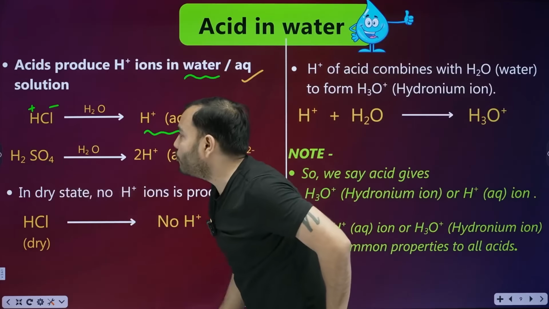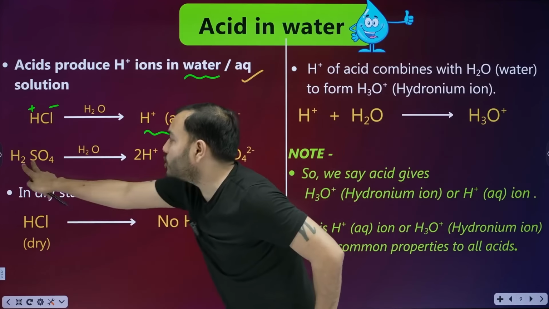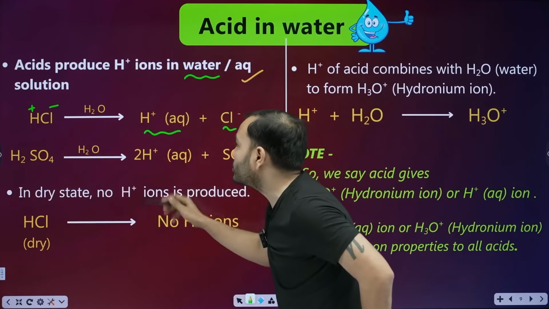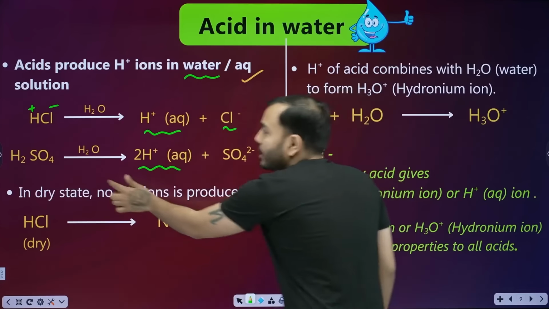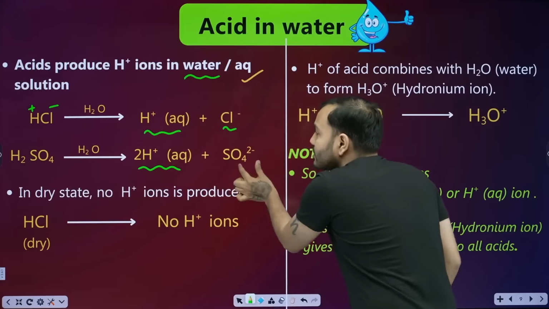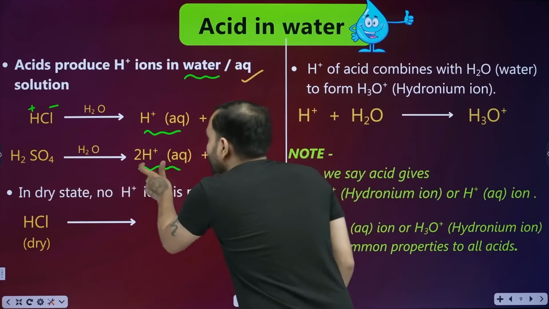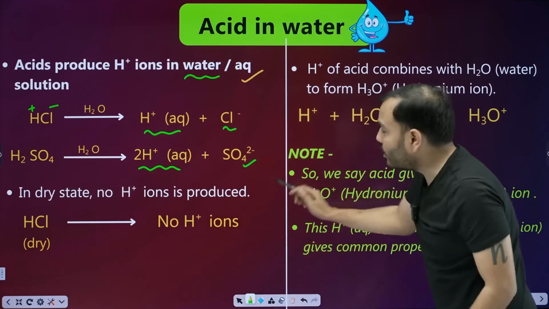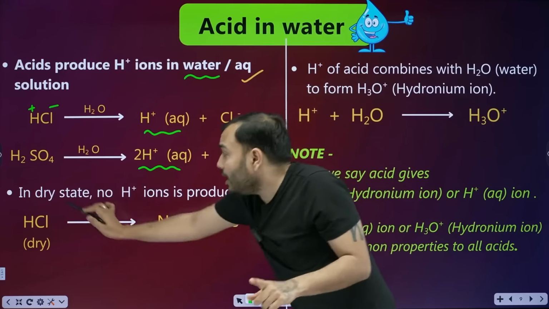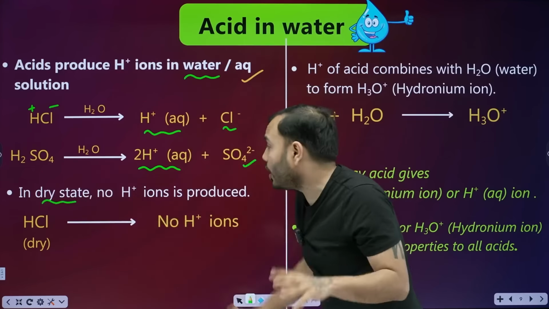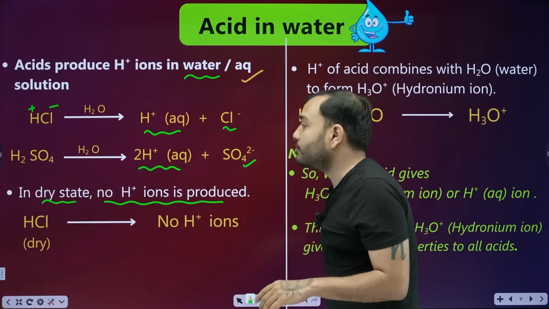Sulfuric acid, H2SO4. We put it into water. How many H's are there? 2. So 2H plus came. Beside it, aqueous is written, meaning inside water. Plus what will come? SO4 2 minus, ions of sulfates. So 2H plus and 1 SO4 2 minus. When will this not happen? When there is no water. See carefully. In dry state, if there is no water, no H plus ions are produced.